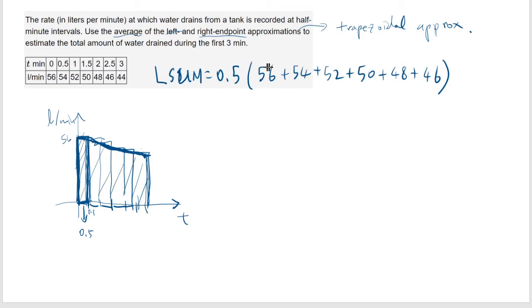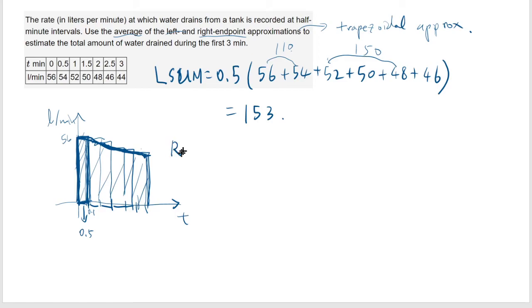Using a calculator, or you can just sit down and add. The numbers are not that hard to add. For example, this is 110. 52 plus 48 is 100, so adding 50 gives you 150. 110 plus 150 is 260, plus 46 is 306. Multiplying by 0.5 is dividing by 2, so that ends up being 153.